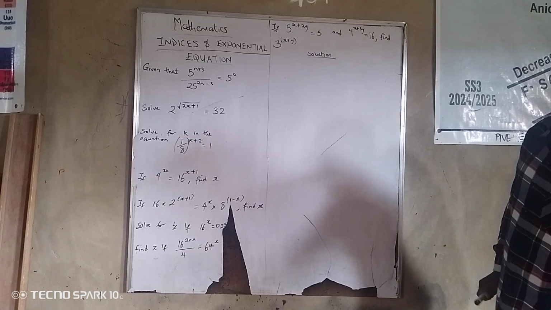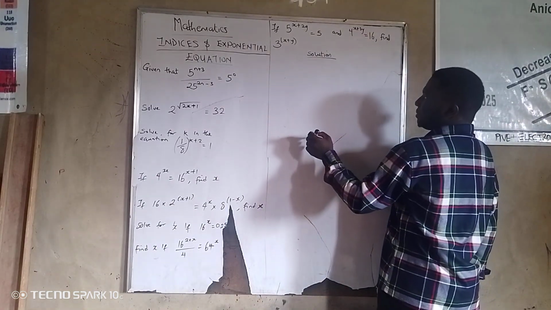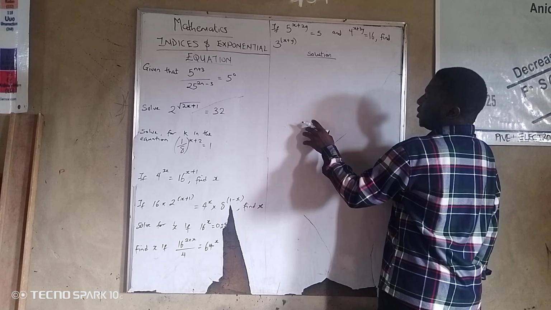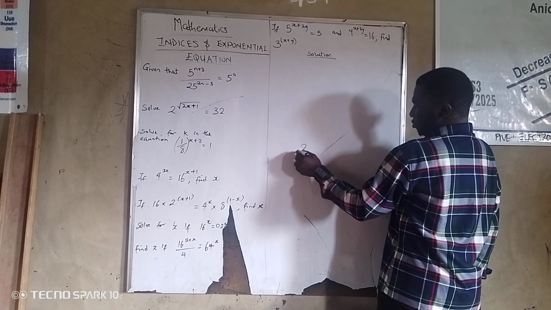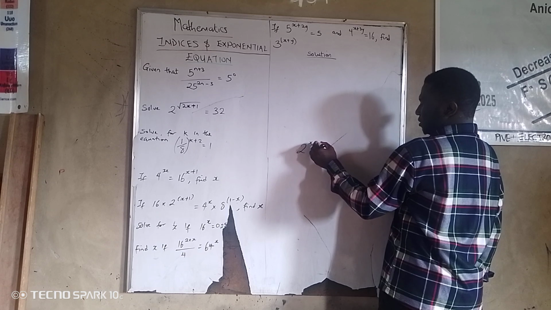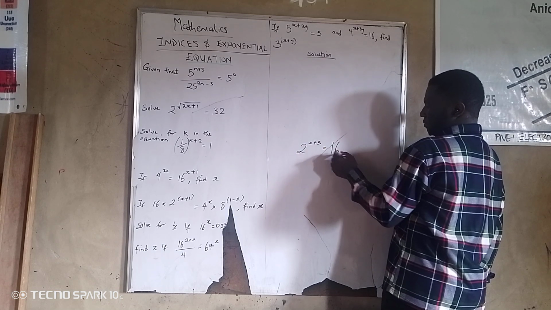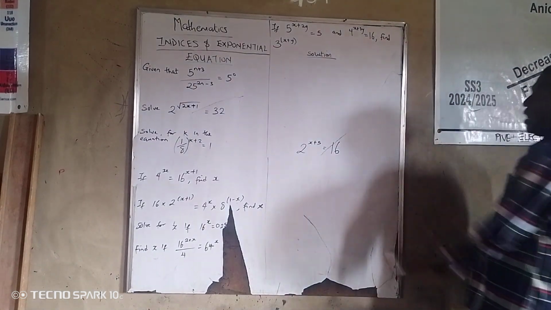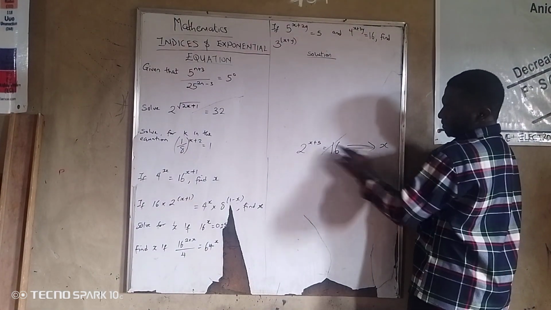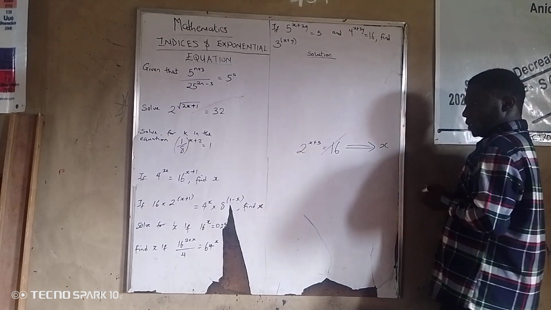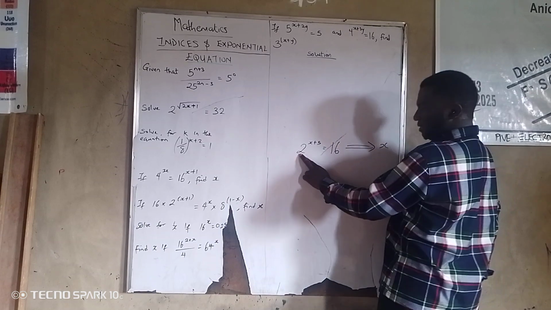to indicial equation. For an indicial equation, or exponential equation, if you have something like, let's say, 2 raised to the power x plus 5 equals 16, and you are looking for the value of x, you want to get what x is here. What we do is we look at the base. The base here is 2.